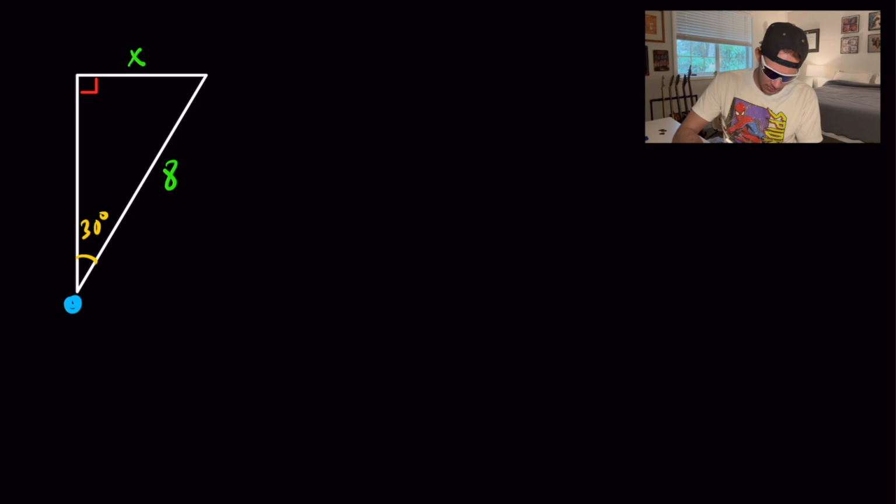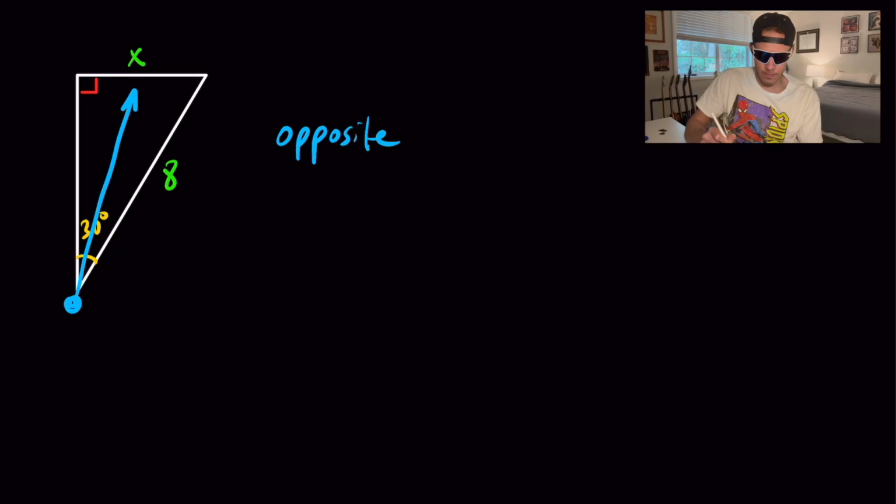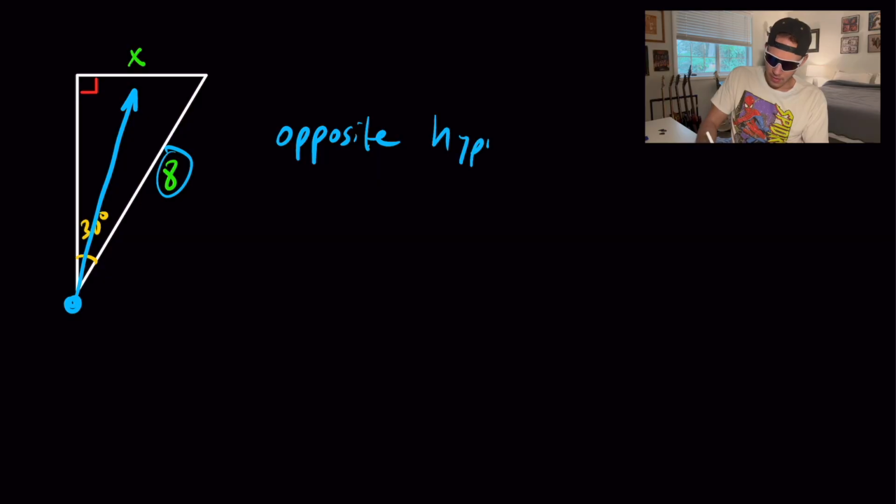And I want to look and see what sides I am given to work with. Well, I'm given this x over here, which is opposite to that 30-degree angle. So we have an opposite side. And then this 8 over here, right, that's directly across the right angle. So that's the hypotenuse. So we have opposite and hypotenuse. So which one of the SOH CAH TOAs involves opposite and hypotenuse? Well, it's sine. The first part is SOH.